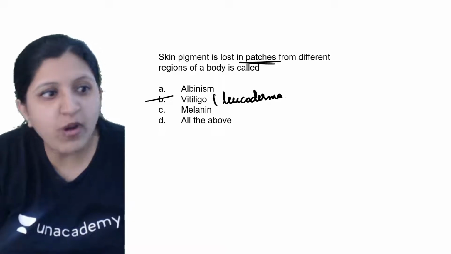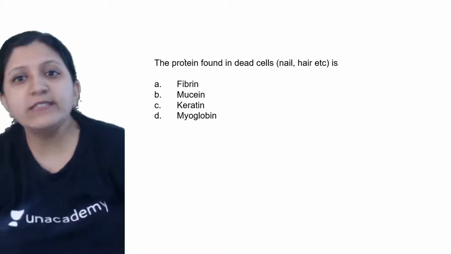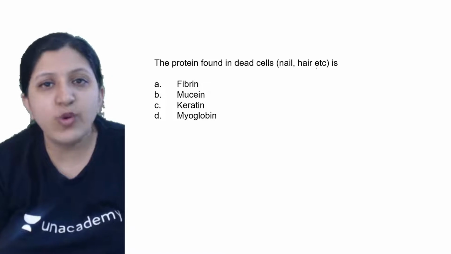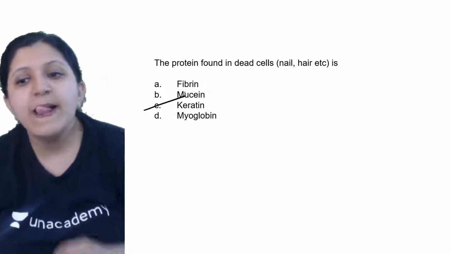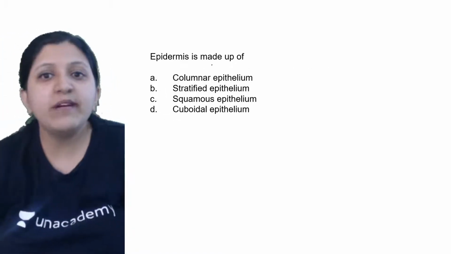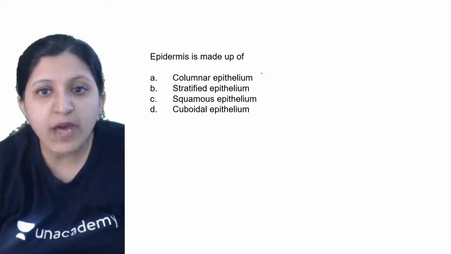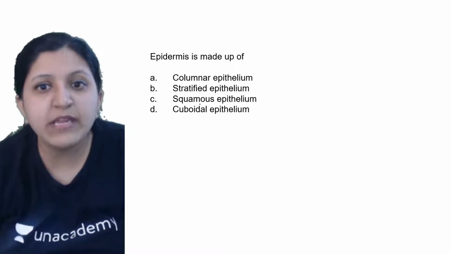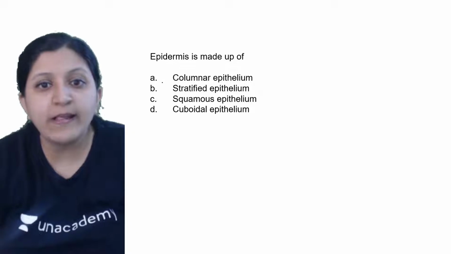So this can also be called a leukoderma. Next is the protein found in dead cells, like nail, hair, etc. It is keratin. So the epidermis is made up of stratified epithelium, which can be squamous, columnar, or cuboidal.